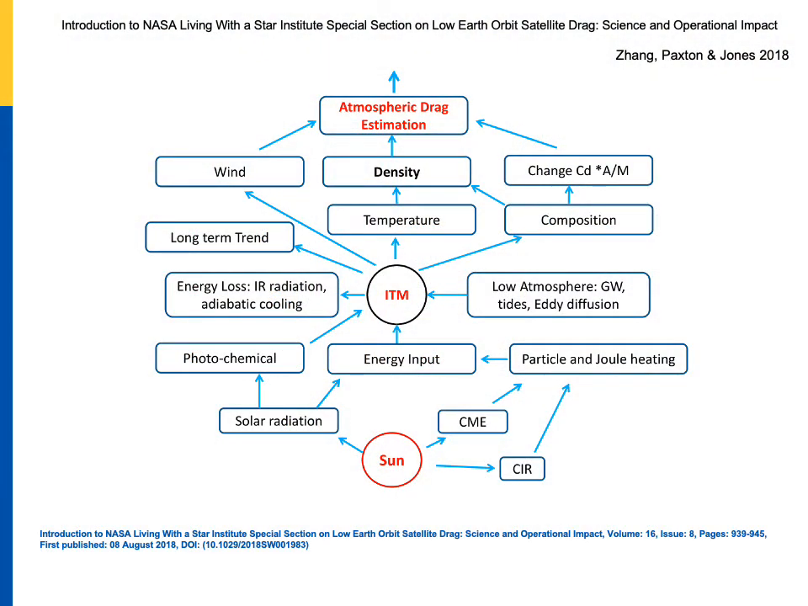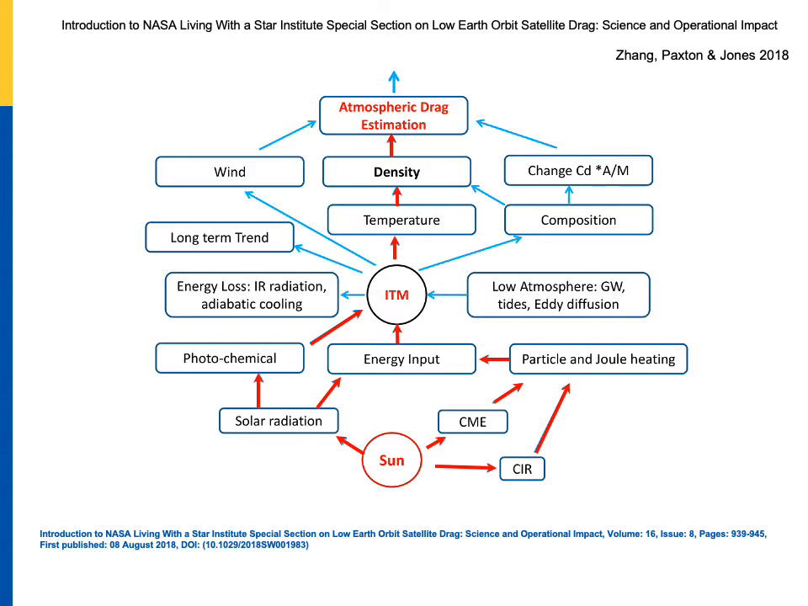This is a chart developed during the discussions at our LWS Institute team meetings, and you can find details in Zhang et al. You can see there are many pathways that affect the drag estimation. Some are from the ITM, and our concern here is the solar radiation ones that I mark with red arrows. So there are two agents for that: the irradiance variation directly, and transient effects from coronal mass ejections and co-rotating interaction regions.